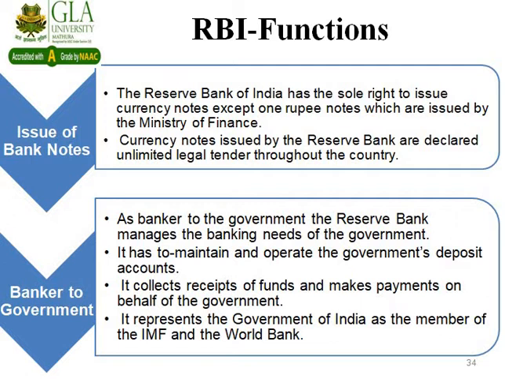The second function talks about banker to the government. As a banker to the government, RBI manages the banking needs of the government. Say for example, like we people have our accounts with private and public sector banks, and banks are managing our accounts. Similarly, the receipts and expenditure of the government, receiving funds and making payments on behalf of the government, all this account management is being taken care of by RBI. It has to maintain and operate the government's deposit accounts. It collects the receipts of funds and makes payments on behalf of the government.